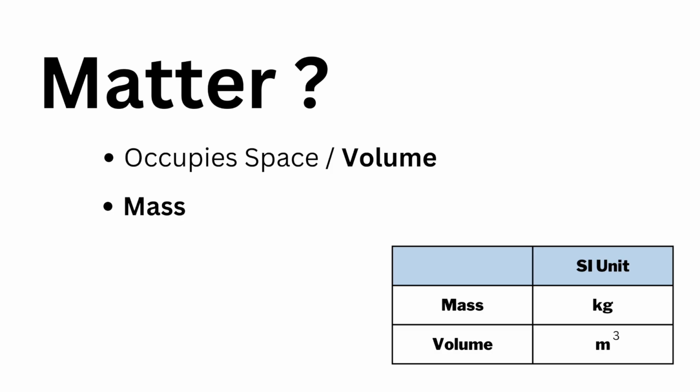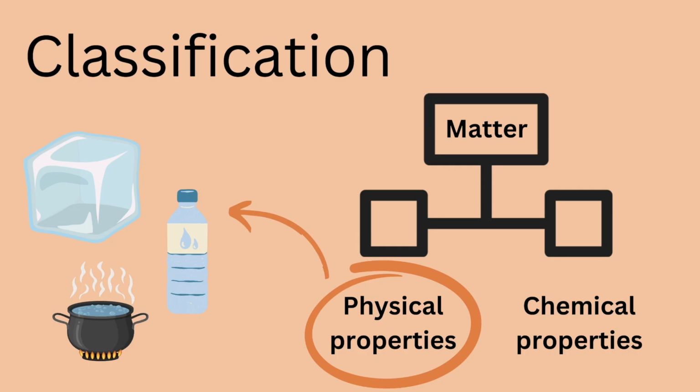So we'll be revising matter in our surroundings. We start with what is matter. We have already learned matter is something that occupies space and has mass. And since we have two new things here, volume and mass, we are just going to tabulate their SI units. The SI unit of volume is meter cubed and the SI unit of mass is kilogram.